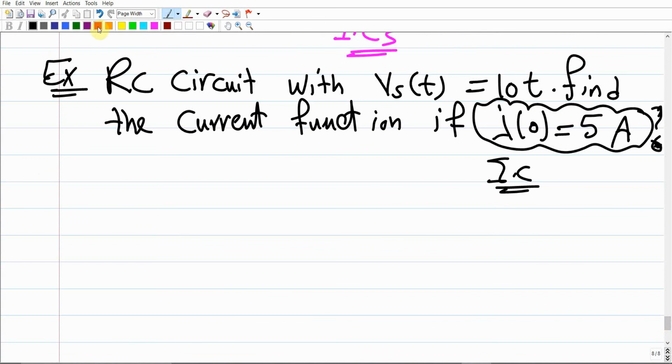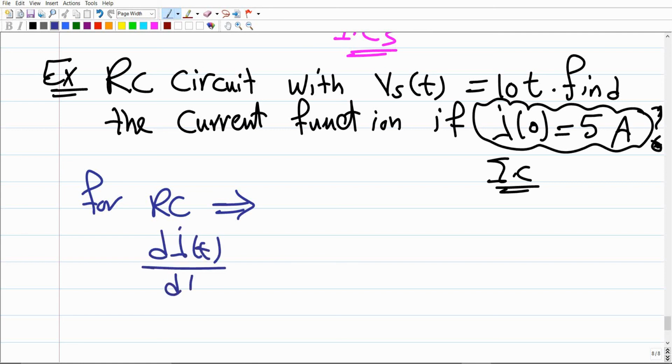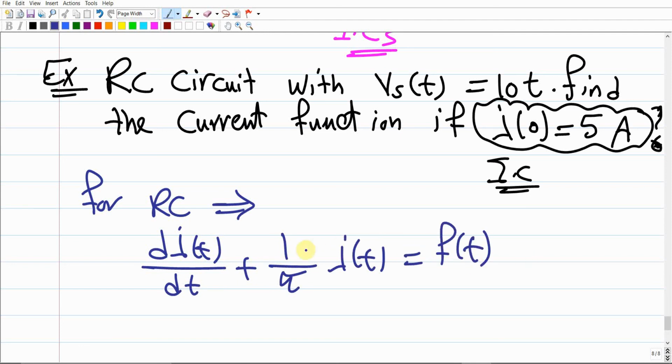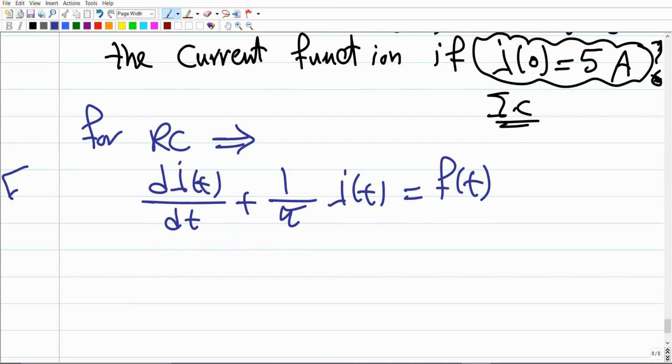So since for an RC circuit, we knew that di(t)/dt plus 1 over tau times I(t) equals f(t). This should be the equation. The first order equation gives us the electric circuit equation directly. This is the circuit equation.